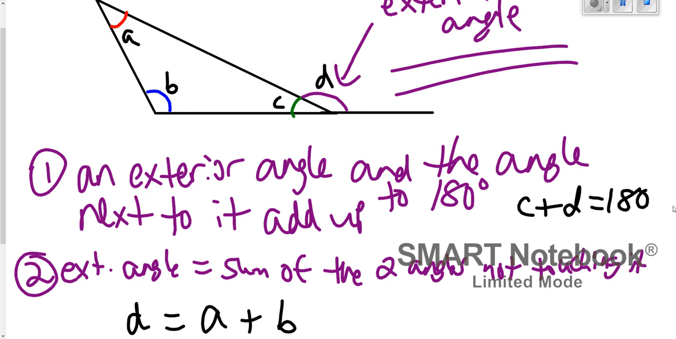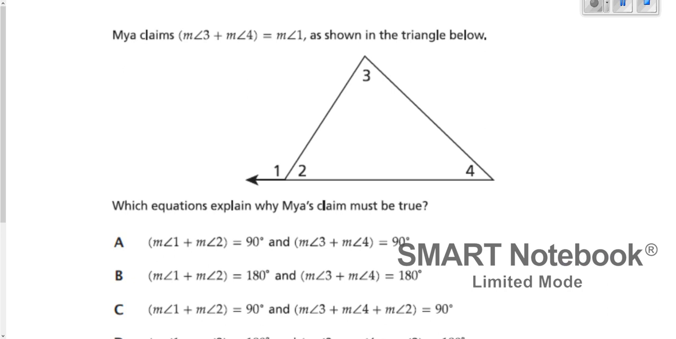equals 180. All right, so let's move into this next question. Maya claims that angle 3 plus angle 4 equals angle 1.